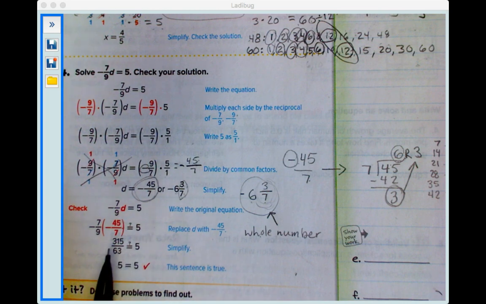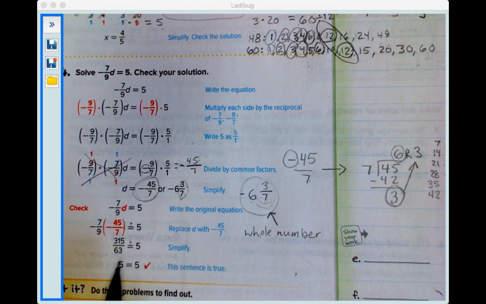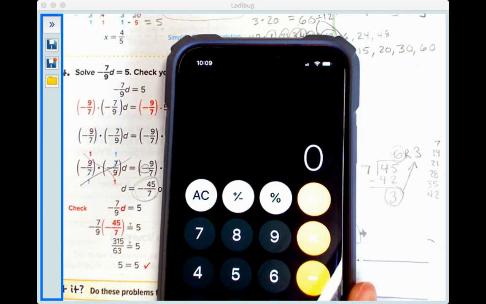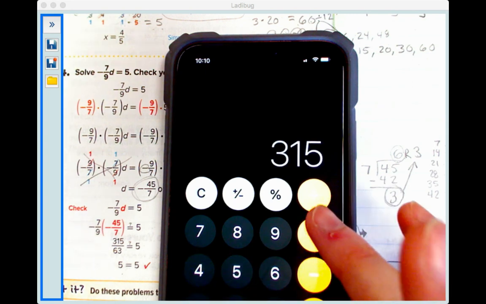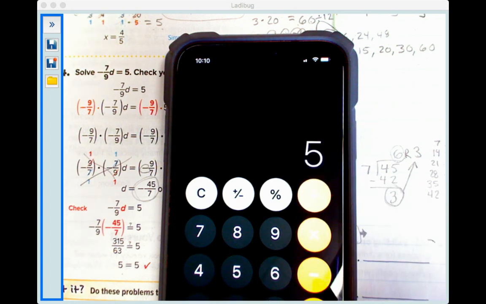And then, again, you always want to check your answer. So you do negative 7 divided by d equals 5. Negative 7 is multiplied by negative 45 over 7, equals 5. You multiply that whole thing, it'll be a huge number. 315 divided by 63 equals 5. They'll divide it in their calculator, but if you don't have a calculator, you can do it by hand. 315 divided by 63 equals 5.